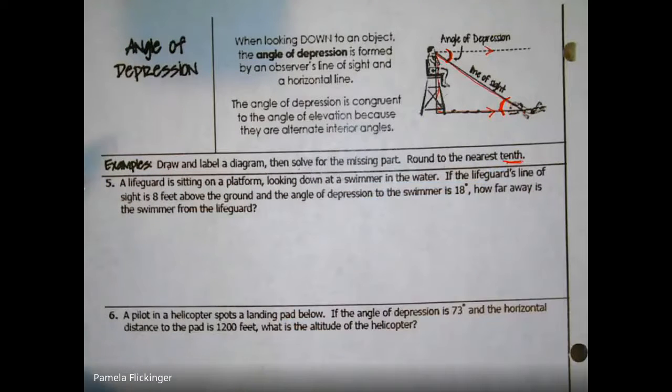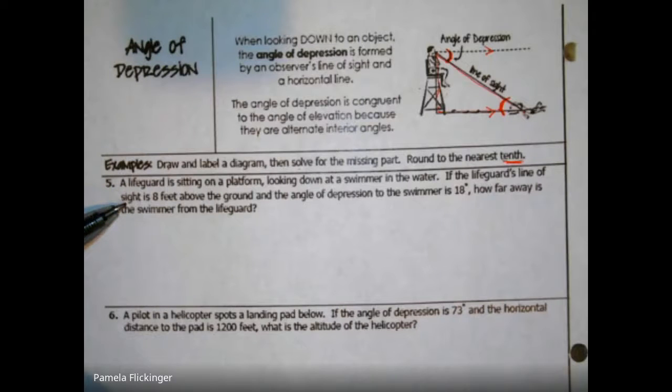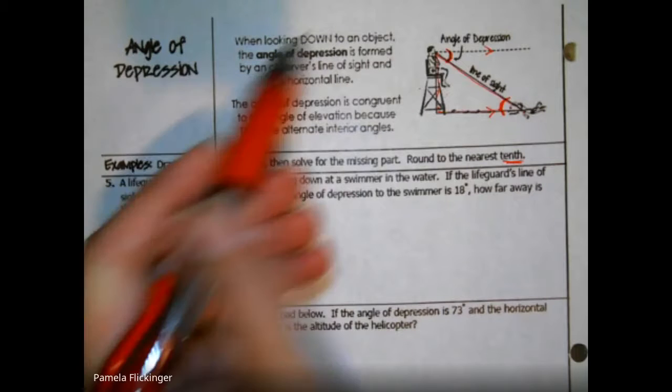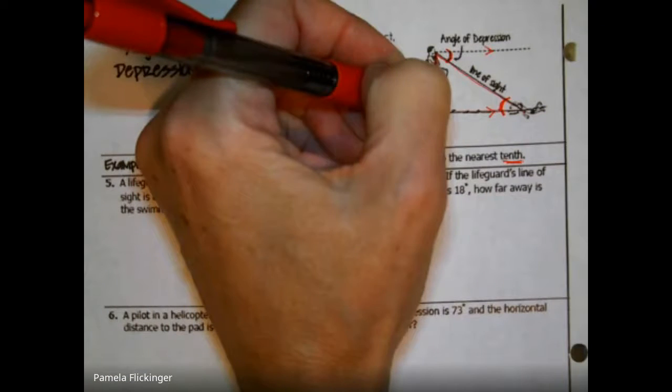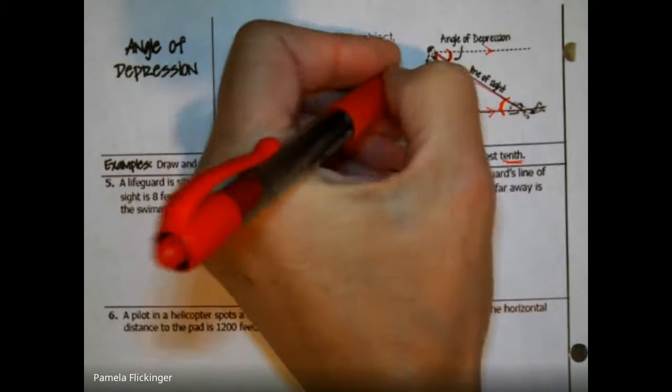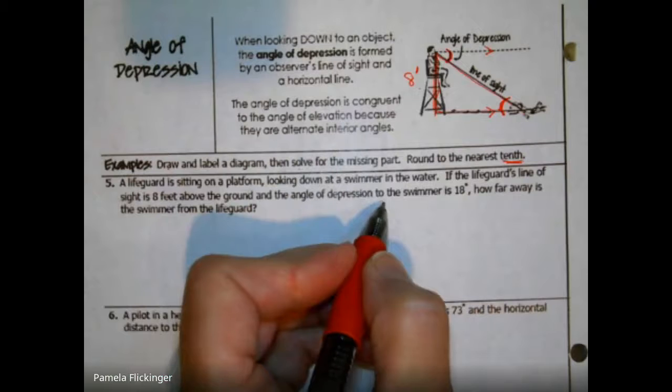Number 5: a lifeguard is sitting on a platform looking down at a swimmer in the water. If the lifeguard's line of sight is 8 feet above the ground and the angle of depression to the swimmer is 18 degrees, how far away is the swimmer from the lifeguard? This picture is already drawn for us. Let's label. The lifeguard's line of sight is 8 feet above the ground. They didn't give us the length of the line of sight, but they told us how far he was above the ground. So that's the 8 feet. The angle of depression is 18 degrees.